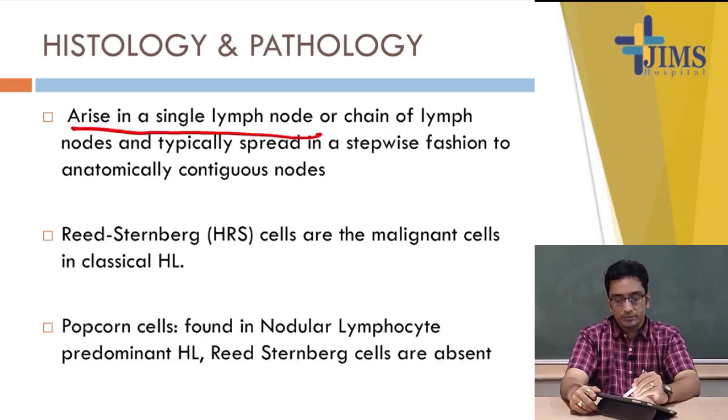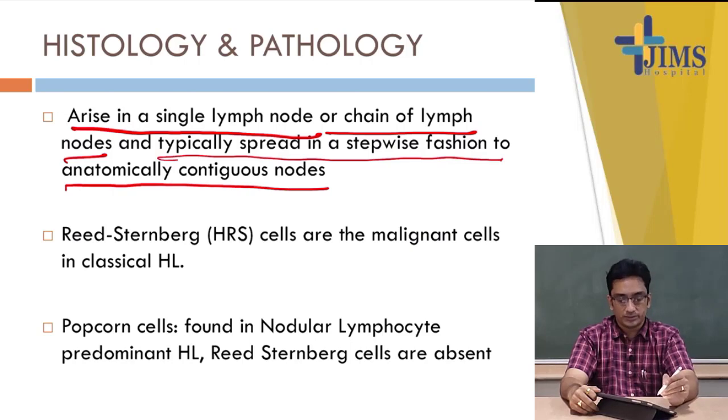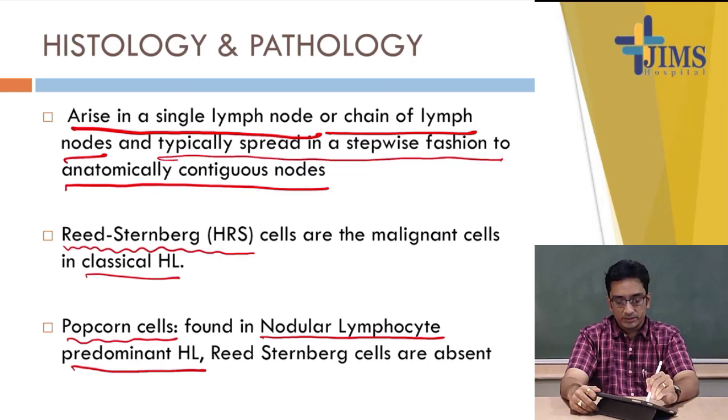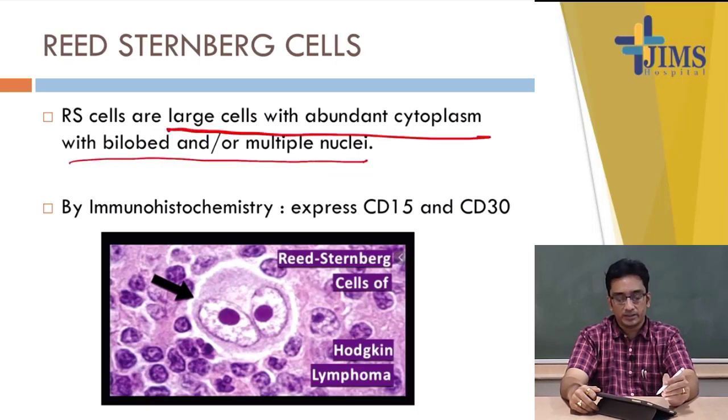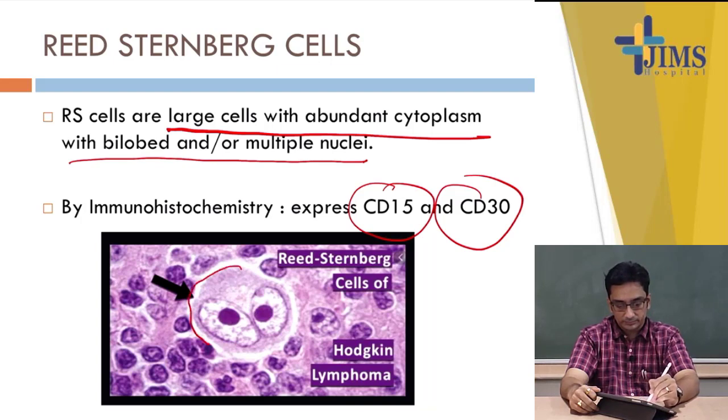It arises in a single lymph node or a chain of lymph nodes and typically spreads in a stepwise fashion to anatomically contiguous nodes. In classical HL, they are recognized by the presence of the Reed-Sternberg cells, while popcorn cells are mainly found in the nodular lymphocyte predominant Hodgkin's lymphoma, where Reed-Sternberg cells are absent. RS cells are large cells with abundant cytoplasm with bilobed and multiple nuclei. They express CD15 and CD30. This cell, the bilobed nuclei.